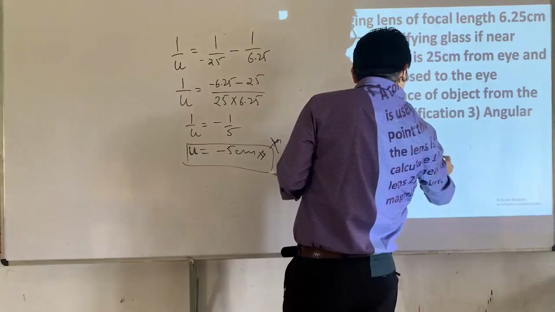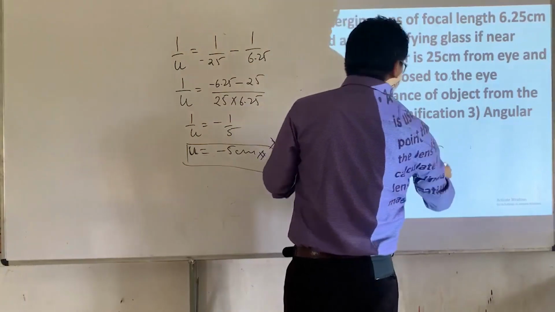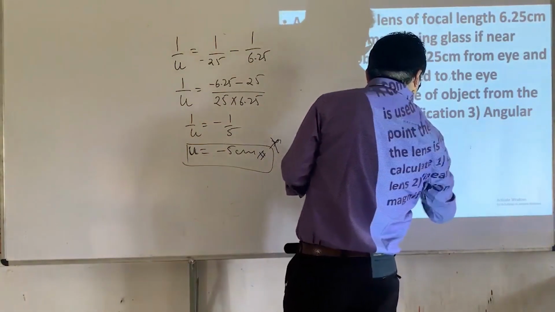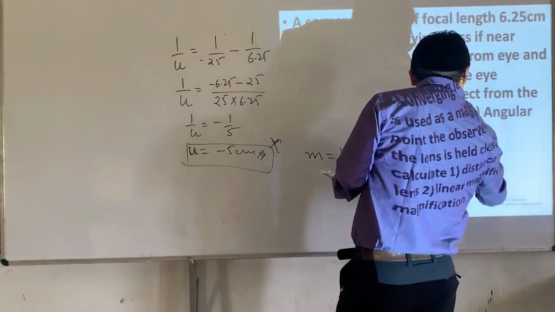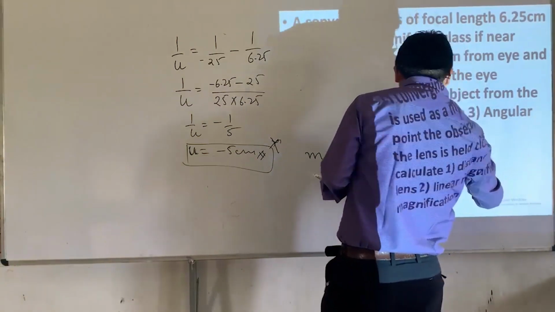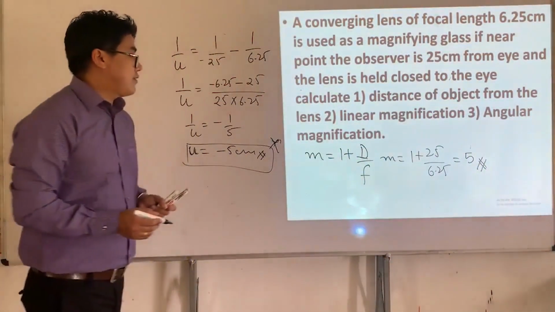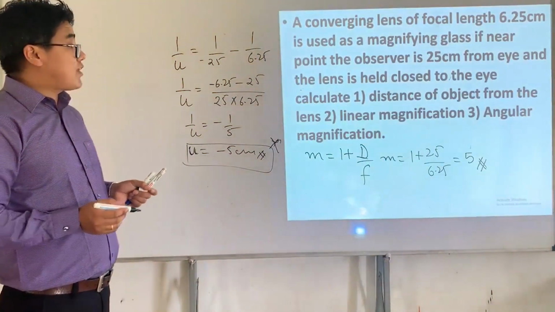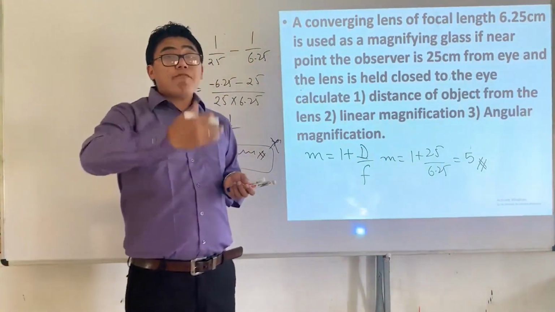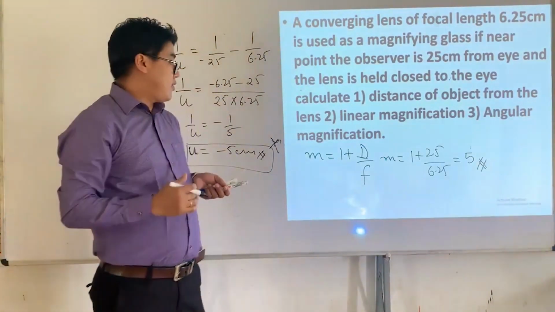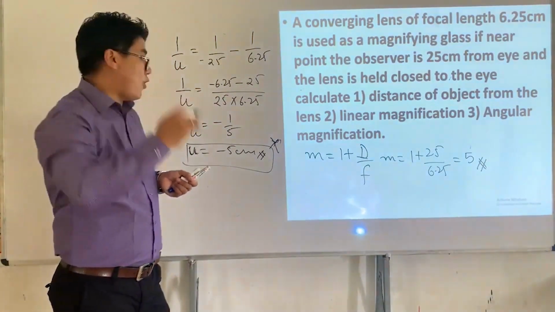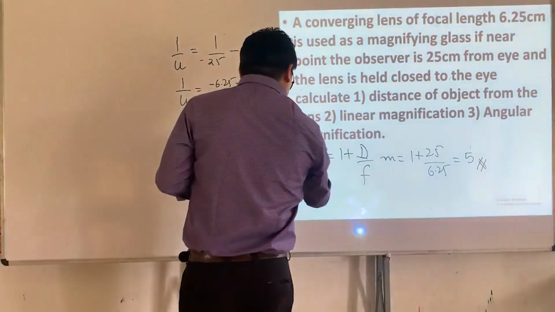u is 1, g is 25, f is how much? 6.25, and roughly we will get 5. So magnification is 5. This is a linear magnification. That means when you keep the image at the near point. This is a linear magnification.